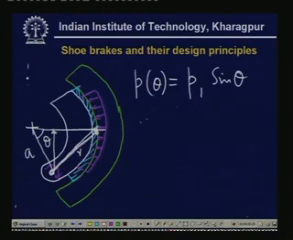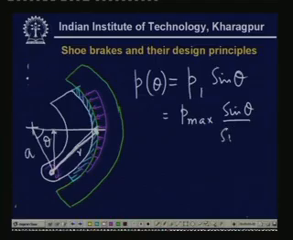So, radial deformation is proportional to sin theta. So, P theta is a function of theta and is equal to P1 sin theta, and this one will be equal to P max sin theta divided by sin theta max. P max actually depends on the lining of this brake, and it depends on the friction material. We cannot have any P max; this will be governed by the property of the friction material.